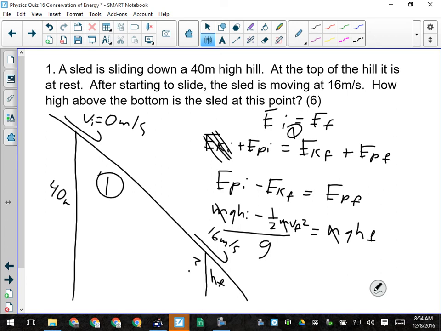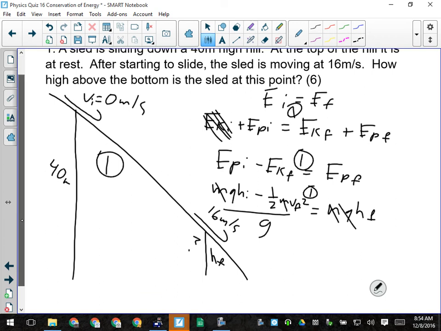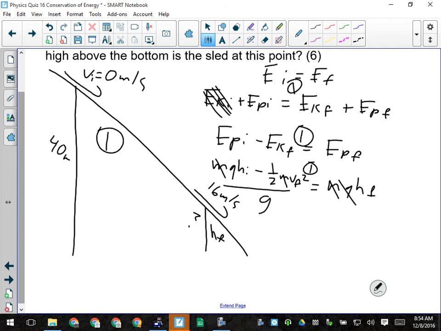One mark there for identifying it as a law of conservation of energy question. A mark here for showing that they had to move one of the energies over. Let's go with a mark here for the manipulation. Then they plug in the numbers, for up to 4 marks.